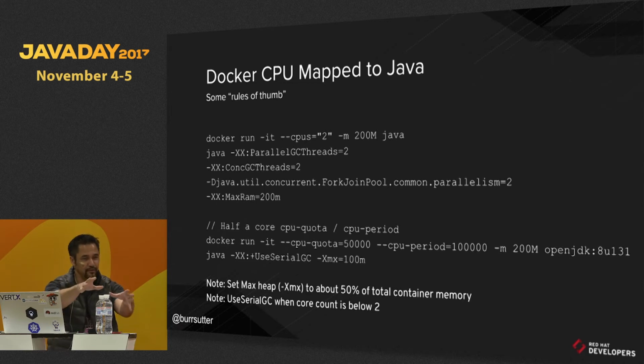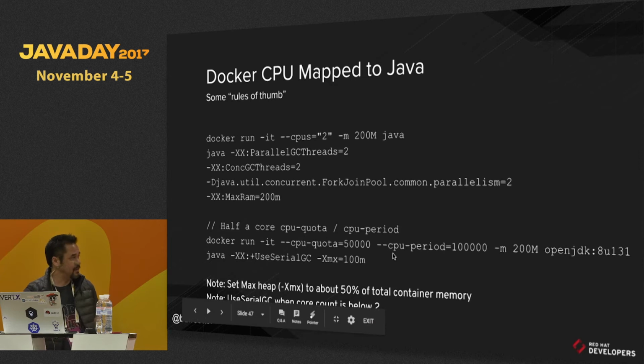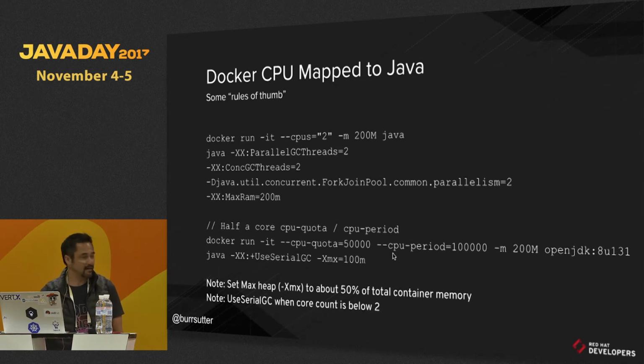You're going to say, okay, you get two cores and so much memory, you get 4 cores and so much memory, you get half a core and so much memory. That's what you're going to do with your containers as you move them from place to place. You'll want to configure the JVM accordingly. And you can see down here where we basically have half a CPU, half a core dedicated to this container.